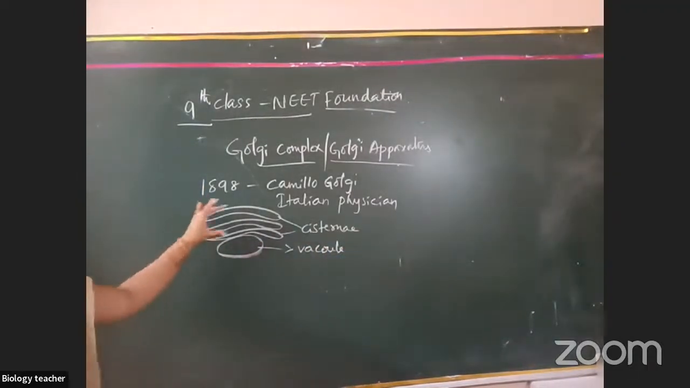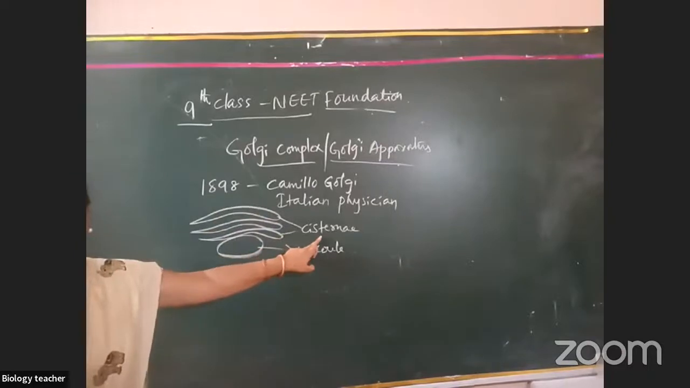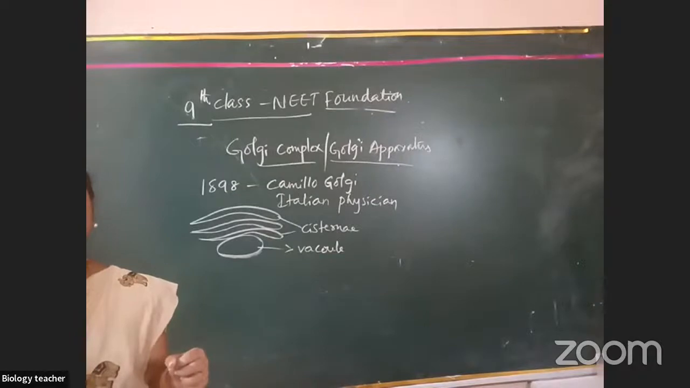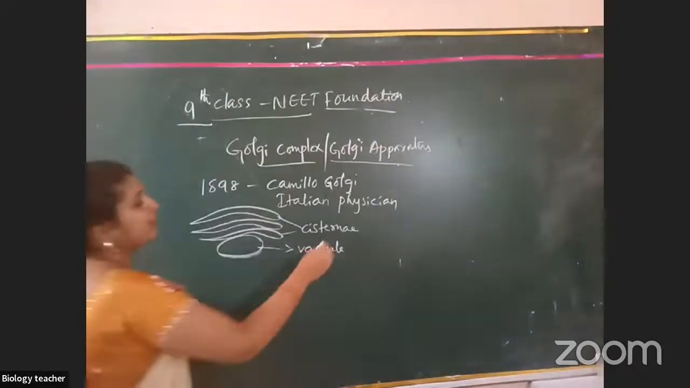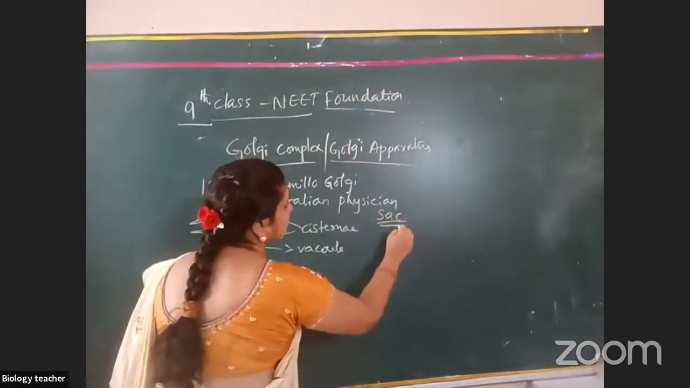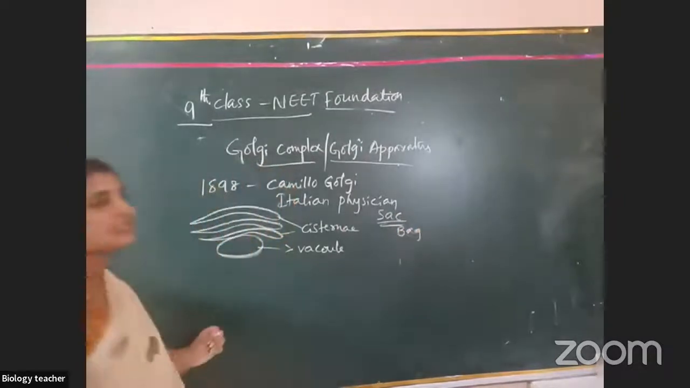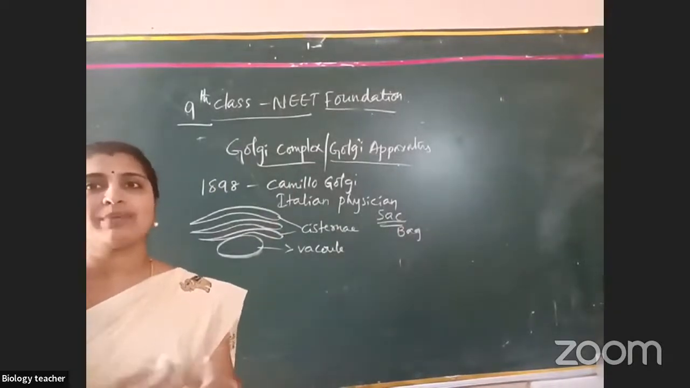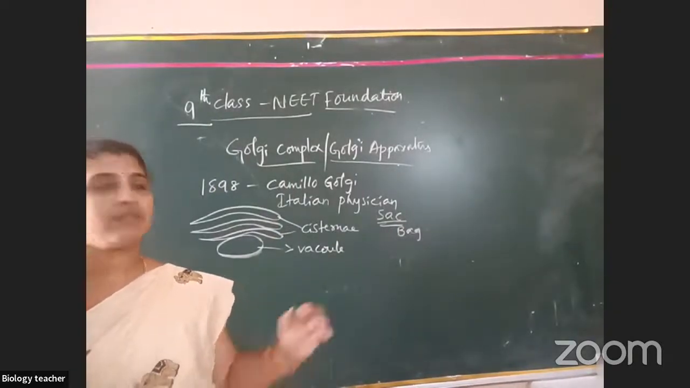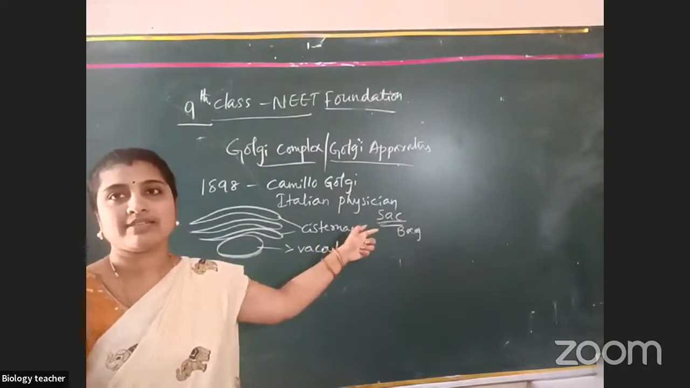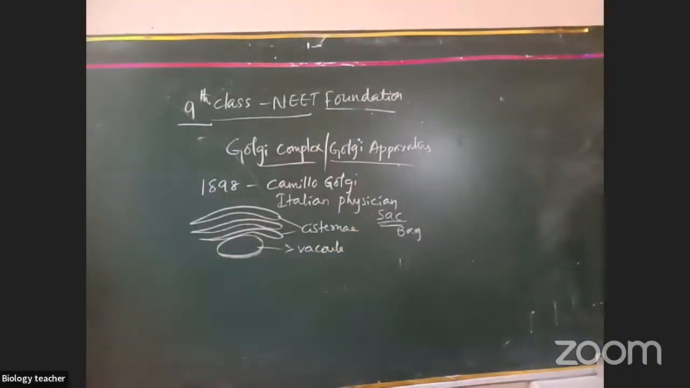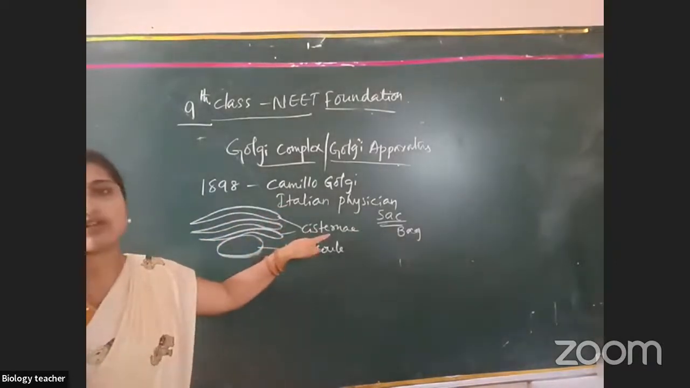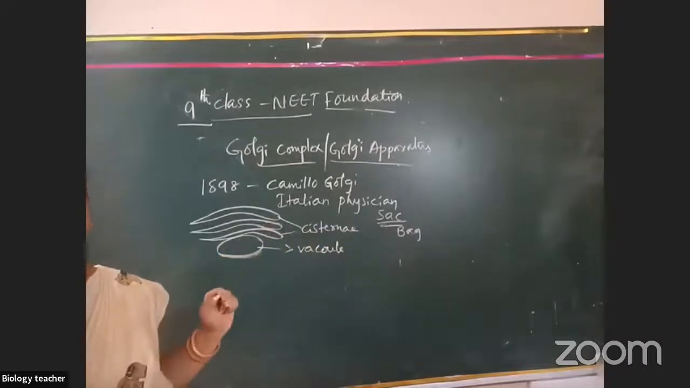The structure is like this: a group of sacs, known as cisternae. Wherever you find a group of sacs, sac means bag. Why do we use a bag? To pack any material. So in scientific terms we call it a sac. If you see sacs which pack any material, they are known as cisternae.